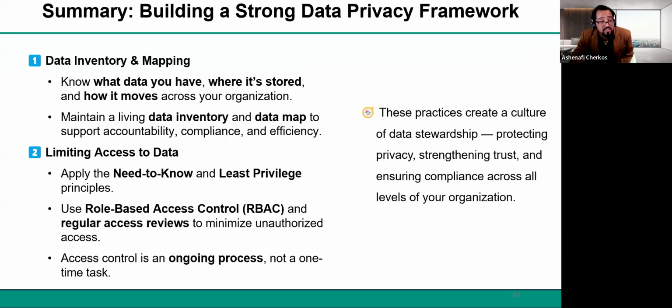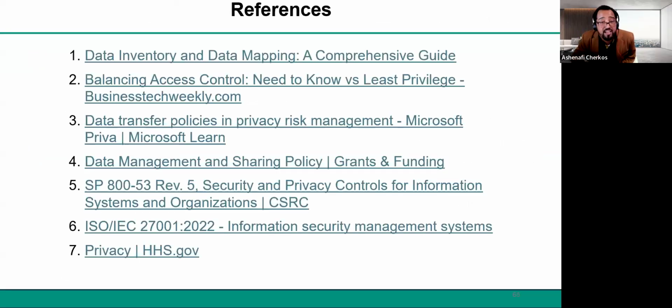To summarize what we have covered so far, if we are able to do an exhaustive data inventory and mapping, accompany it with limited access, apply need to know and least privilege principles, and use role-based access control and regular access reviews, then we will be able to build a strong data privacy framework. I hope this helps.